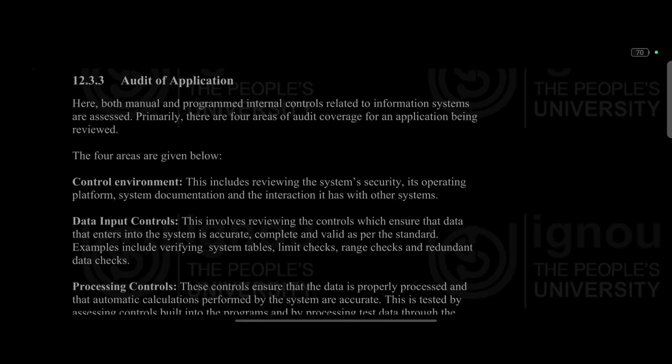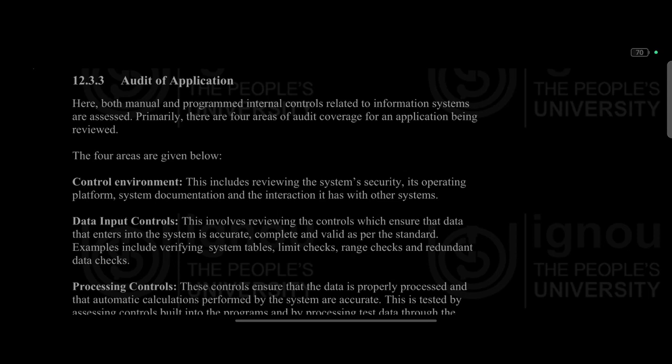Audit of application. Here both manual and programmed internal controls related to information systems are assessed. Primarily, there are four areas of audit coverage for an application being reviewed. The four areas are given below. Control environment. This includes reviewing the system security, its operating platform, system documentation, and the interaction it has with other systems. Data input controls. This involves reviewing the controls which ensure that data that enters into the system is accurate, complete, and valid as per the standard.